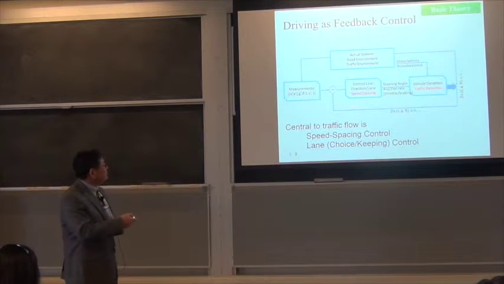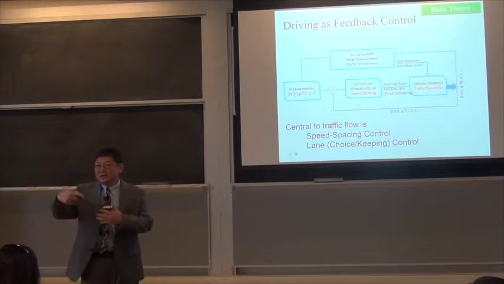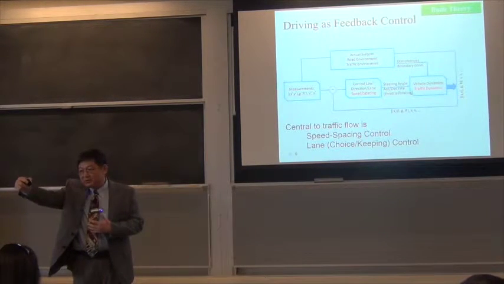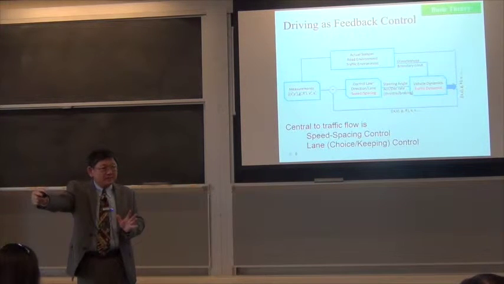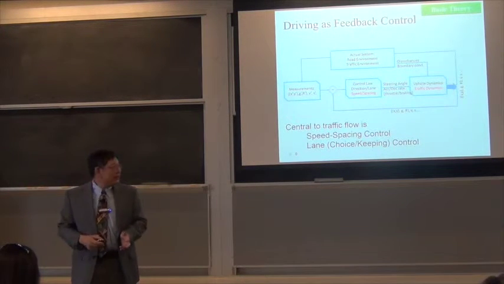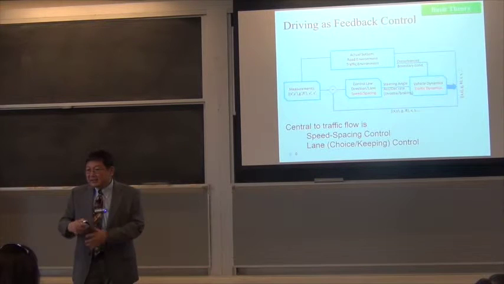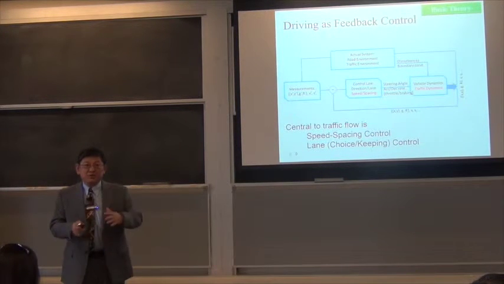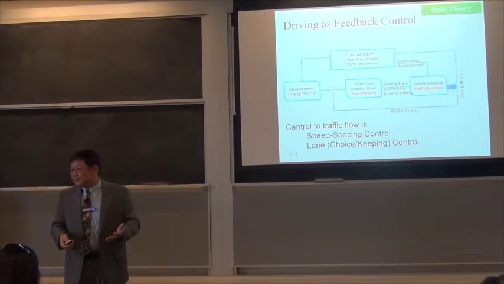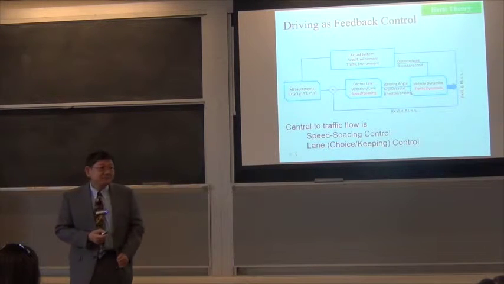So here, in terms of traffic flow, there are two things that are very critical. One is the speed-spacing control. So for a given speed, how much space you're going to leave, or for a certain space, how fast you should drive. And also the lane keeping, not just the steering, but which lane you want to travel and when you want to switch lanes and so forth.